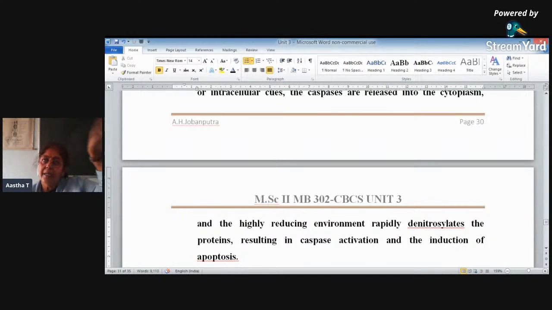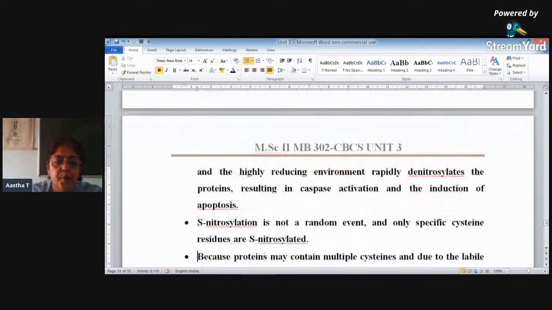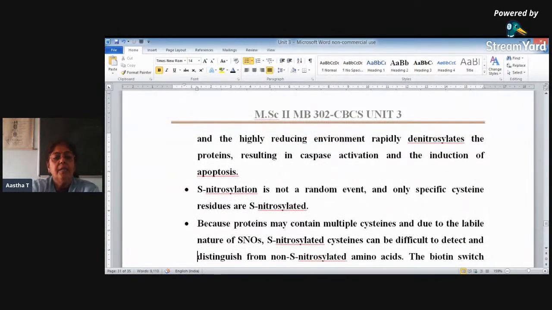परत that denitrosyl group, that S-nitrosyl group will go to bind to other types of caspases, and now these caspases can act on the cells and carry out the process of apoptosis. So again it is a reversible type of reaction. It is not a random type of reaction, and only specific amino acid residues can bind to S-nitrosyl groups, or they can be S-nitrosylated.